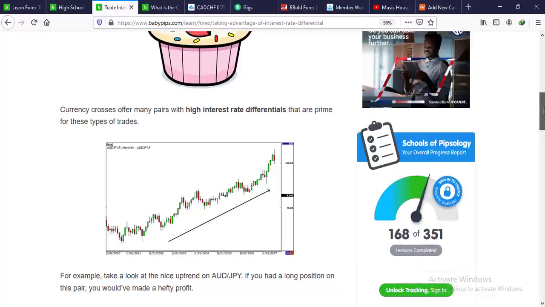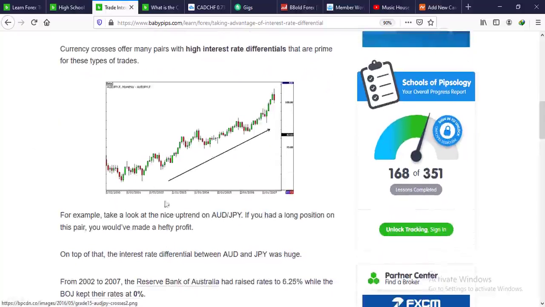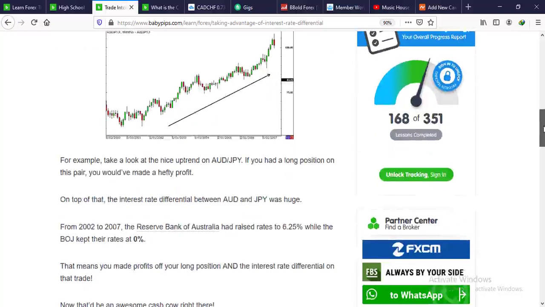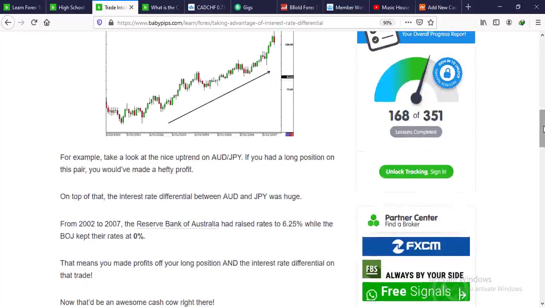Currency crosses offer many pairs with high interest rate differentials that are prime for these types of trade. This chart we are looking at right now is the Australian dollar against the Japanese yen. If you took a long position on this pair, you would have made lots of profits, not on the trade alone, but you also make profit on the interest rate differential. From 2002 to 2007, the Reserve Bank of Australia had raised its interest rate to 6.25, while the Bank of Japan kept their interest rate at 0.